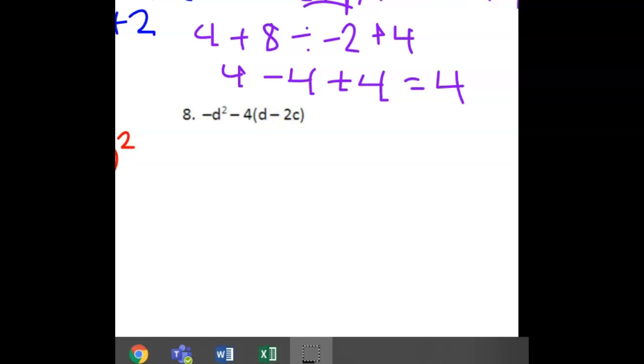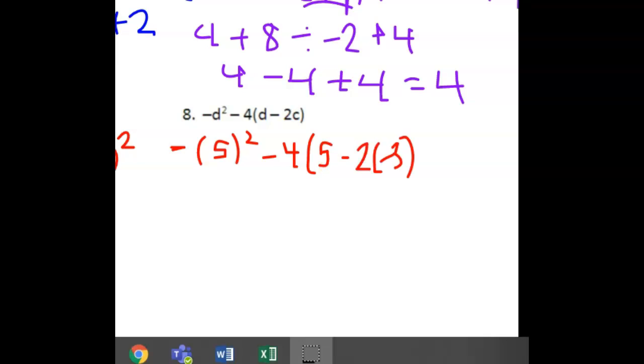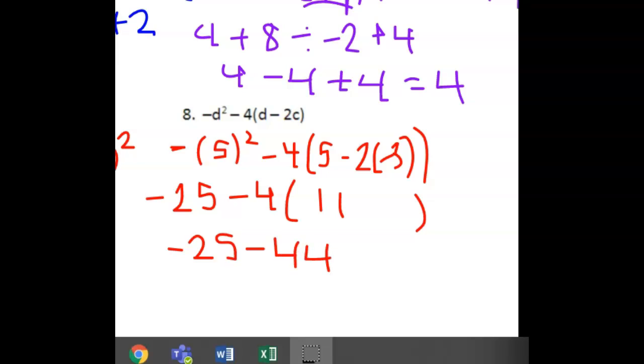And then 8. We have negative d squared. So again, that negative isn't part of the square, it's outside it. Minus 4, 5, minus 2 times negative 3. So we do our exponent to start. So you get negative 25 minus 4. Do the parentheses. So you got to multiply negative 2 and negative 3 to get 6. 5 plus 6 is 11. Negative 25, negative 44, or negative 69.